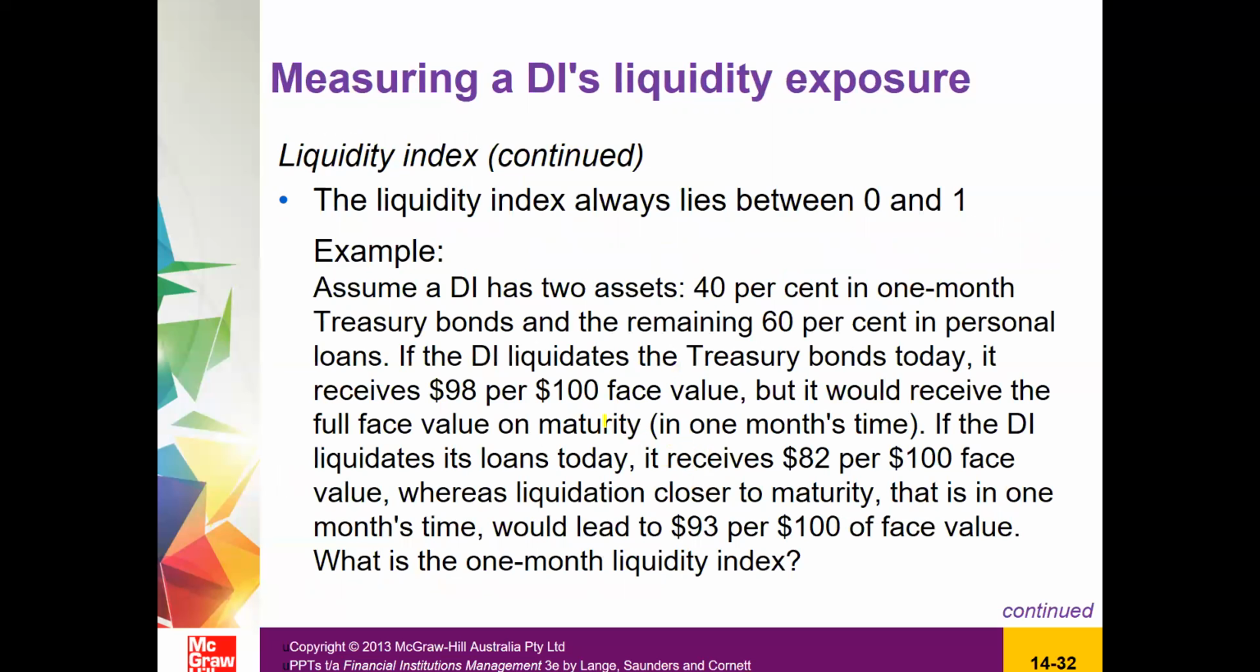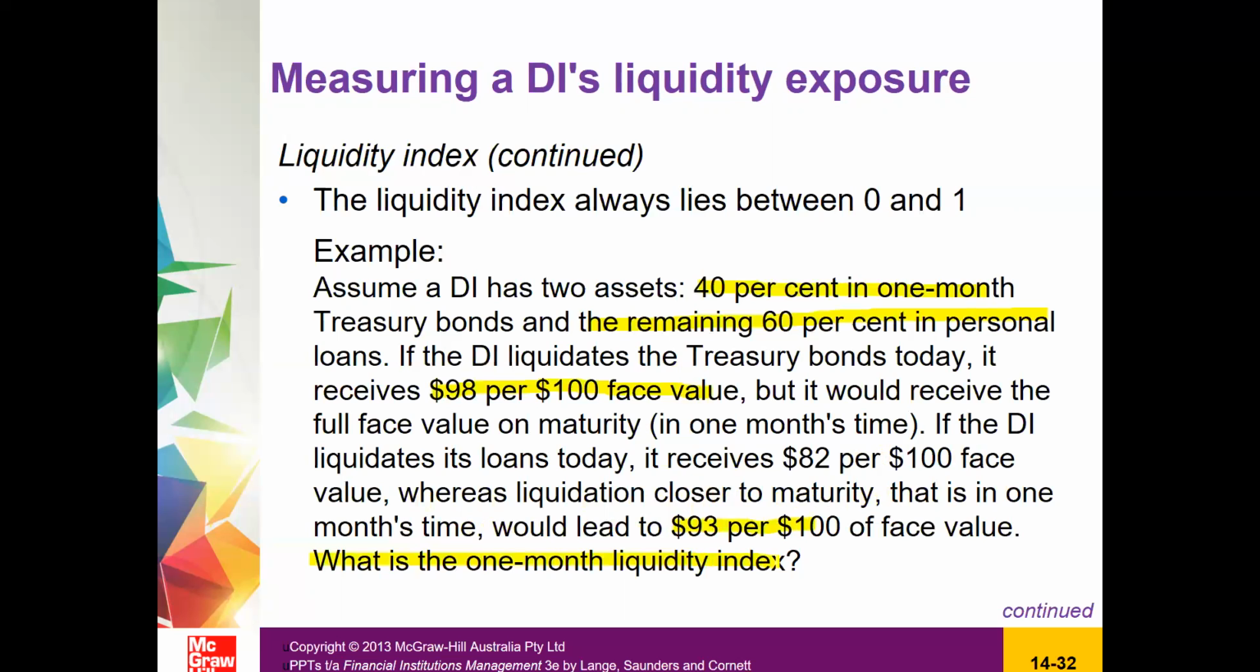So let's take an example of using this liquidity index. Assume that a depository institution has two assets, 40% in 1 month treasury bonds and the remaining 60% in personal loans. If the depository institution liquidates the treasury bonds today, it receives $98 per $100 face value. But it would receive the full face value on maturity in 1 month's time. If the depository institution liquidates its loans today, it receives $82 per $100 face value, whereas liquidation closer to maturity, that is in 1 month's time, would lead to $93 per $100 of face value.